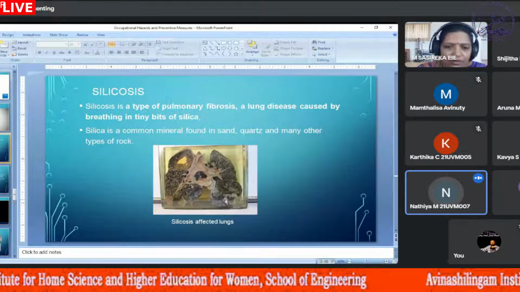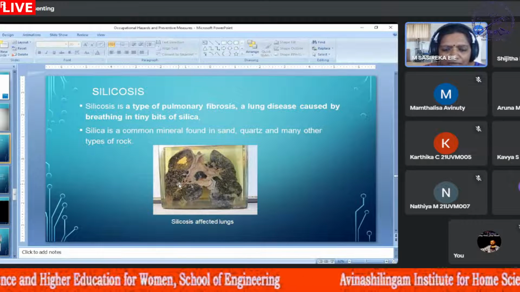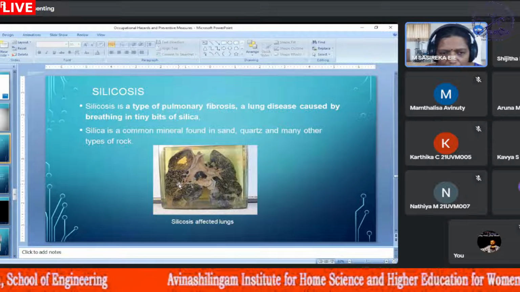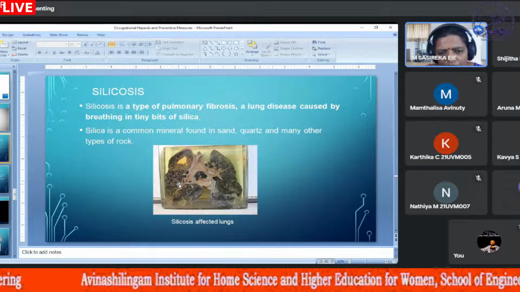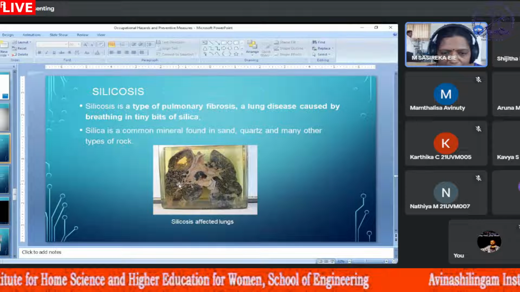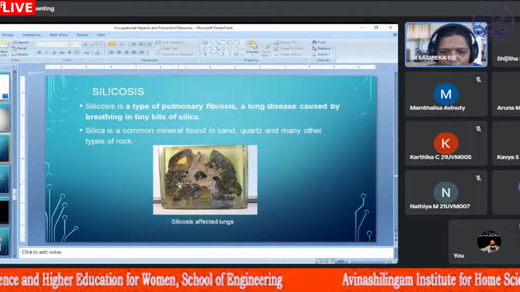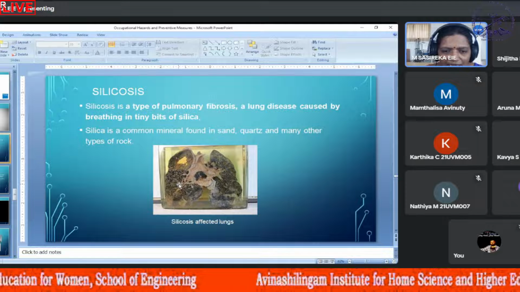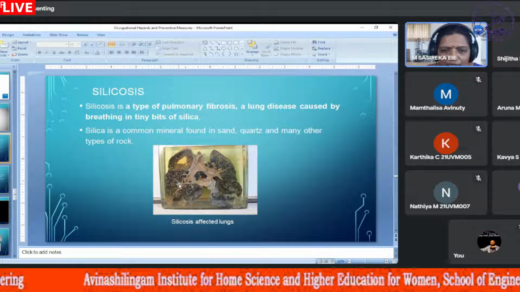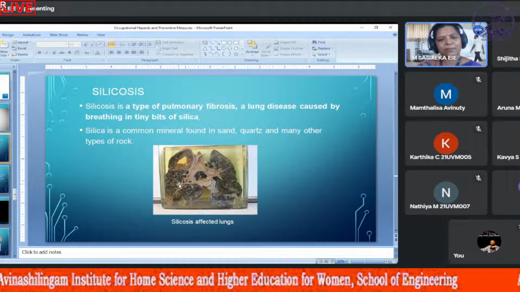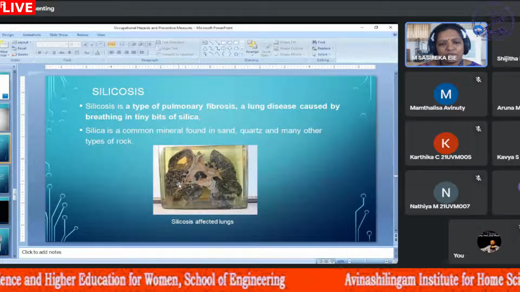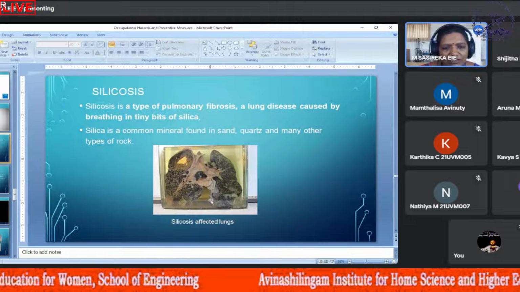Yes, ma'am. Okay. See, our lungs are made up of very soft tissue. In that, silica is going to settle down in your lungs. So the lungs will find it difficult to contract and expand, right? That is the movement of the lungs. Through that only, it is going to release the carbon dioxide and absorb the oxygen. If that is not movable, then this is the problem. So this is the silicosis affected lung.